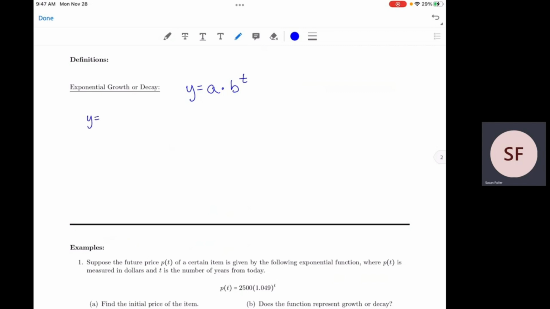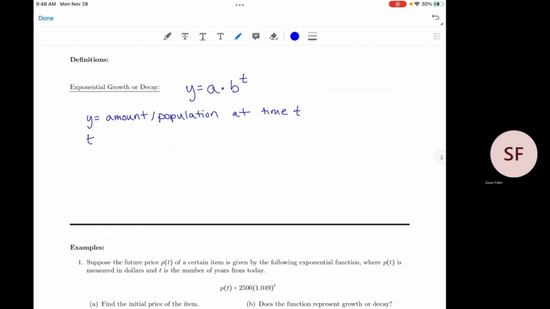y is going to be, it can be an amount of money or it can be a population. These are the most commonly used things for this kind of formula. It can be an amount of money, it can be an amount of items being produced, it could be a population, it could represent a lot of different things. But basically, y is going to be the amount or the population that you have at time t. t is the time in years.